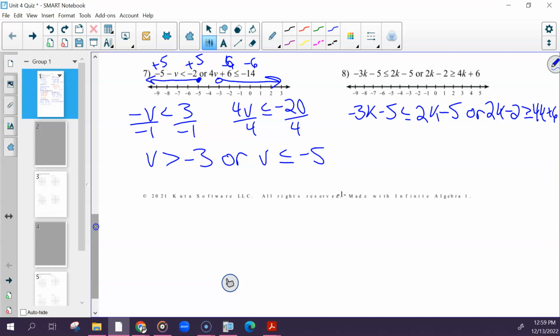As we were solving this, some of us just forgot some of the parts or didn't bring down some of the parts. So we were solving and didn't bring down the -5 on one side, so it threw off everything, or didn't bring down the -2 on one side, which again threw off everything. So just be careful there. We can do this all simultaneously. Subtract 2k and then add 5. Subtract 4k and then add 2.